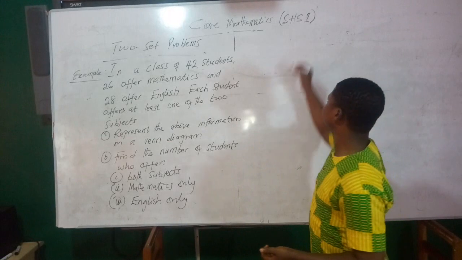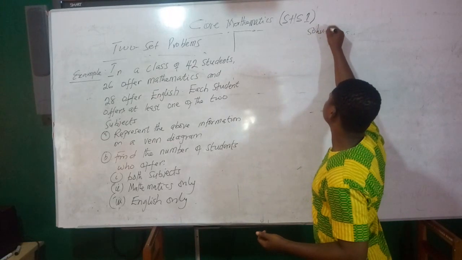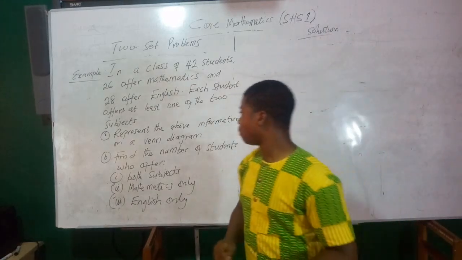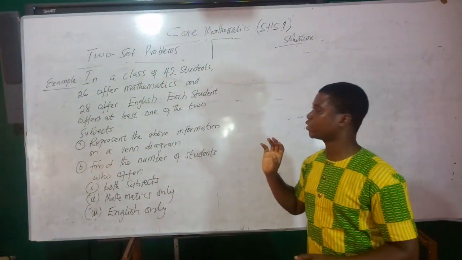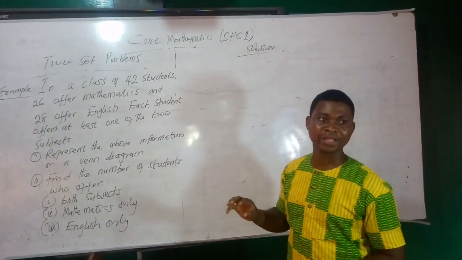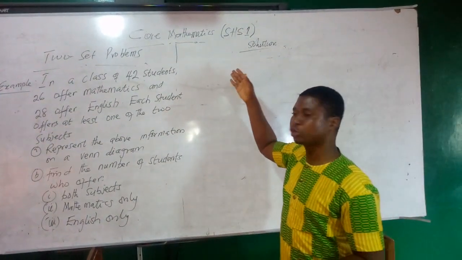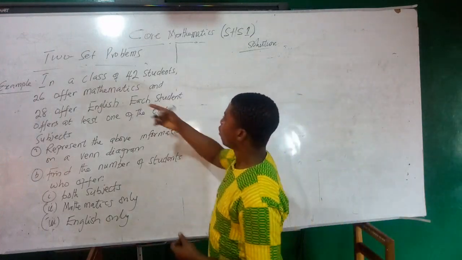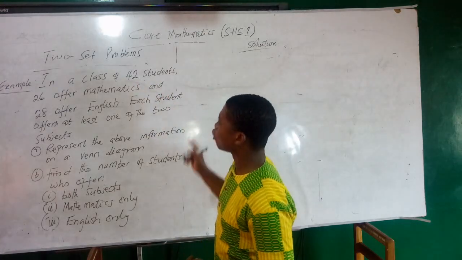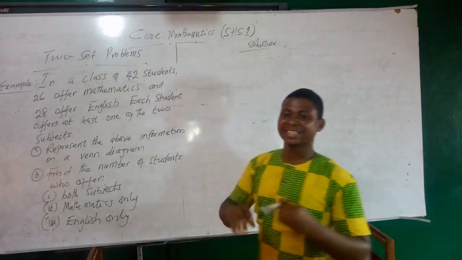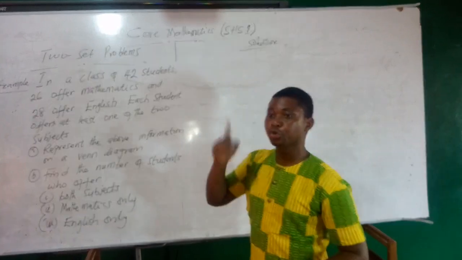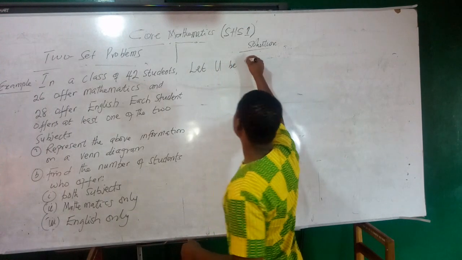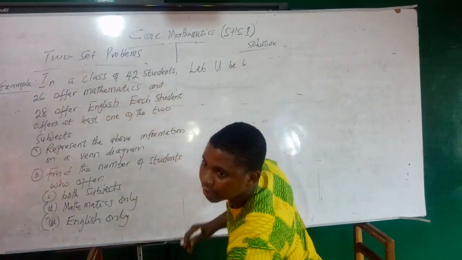Now we are moving to the solution. The question is telling us to represent the above information on the Venn diagram. It's very good to write the information before you substitute. First, the question says in a class of 42 students, so the total number of students, let that be U.